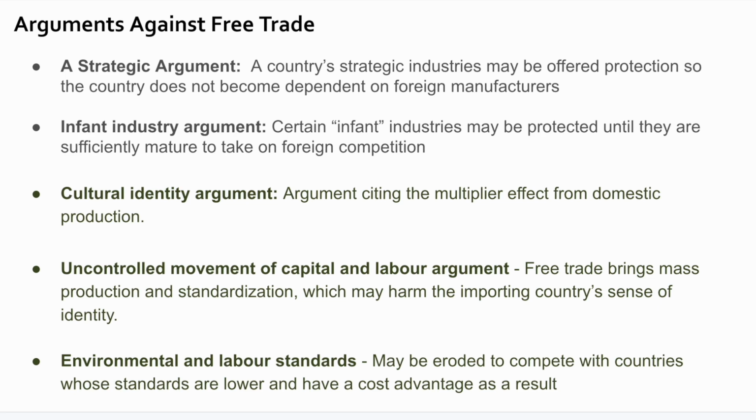So those are key things that you want to look at in that unit. If you have any questions, please let me know.